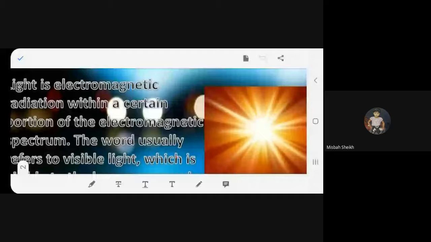What sort of effect does it have? It has got electricity as well as magnetism. So that's why it's called electromagnetic radiation. This one you understood better? Yes, ma'am.